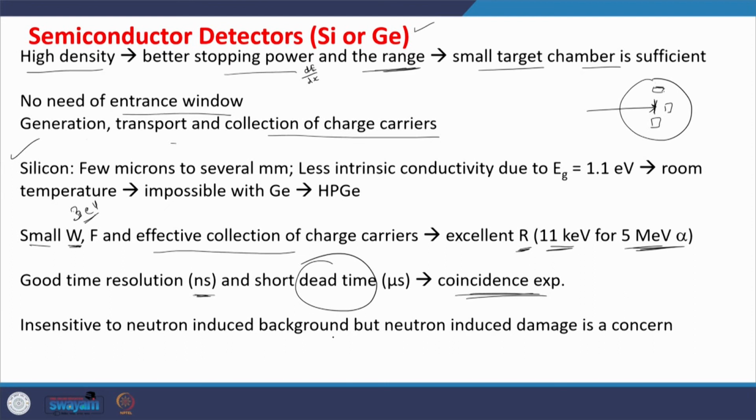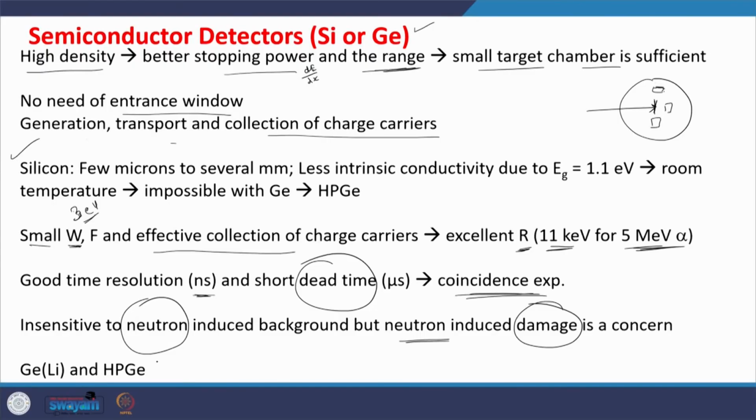One of the interesting things is that semiconductor detectors cannot detect neutrons, they are insensitive. However, the major problem is neutrons can damage the crystal by changing the crystal properties and inducing lattice defects. So, if you are using semiconductor detectors, ensure that neutron sources are not in the surroundings.